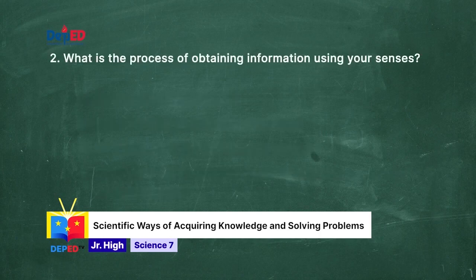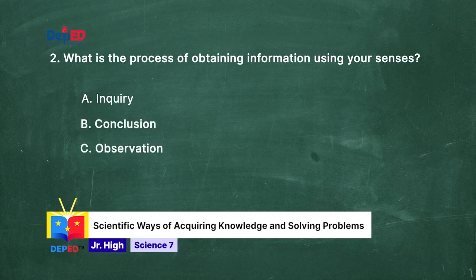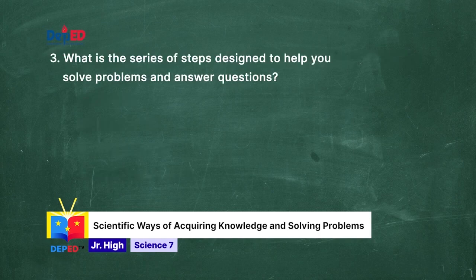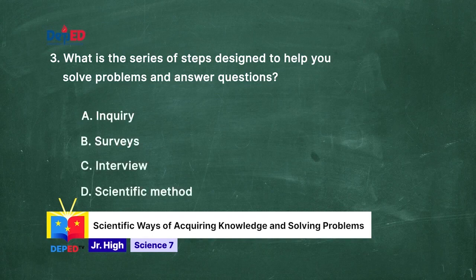Number 2. What is the process of obtaining information using your senses? A. Inquiry. B. Conclusion. C. Observation. D. Scientific method. Number 3. What is the series of steps designed to help you solve problems and answer questions? A. Inquiry. B. Surveys. C. Interview. D. Scientific method.